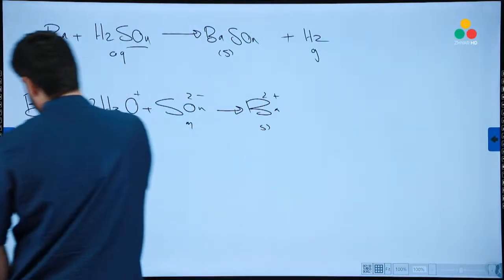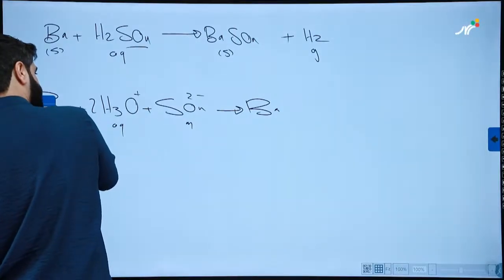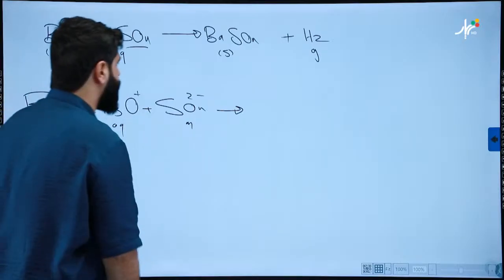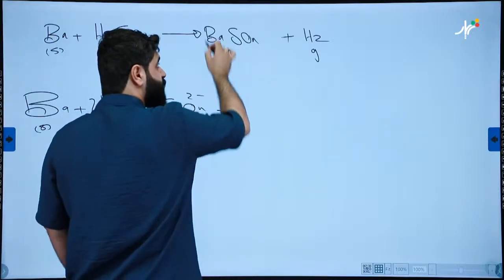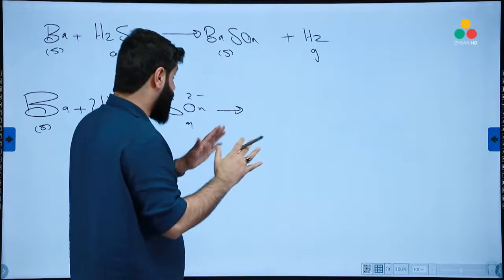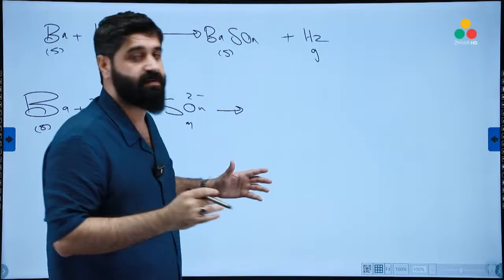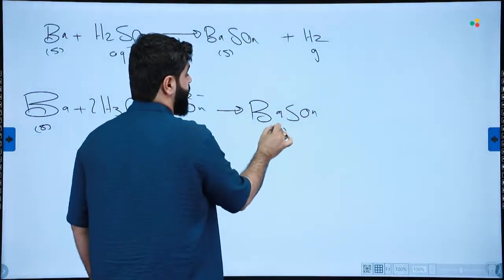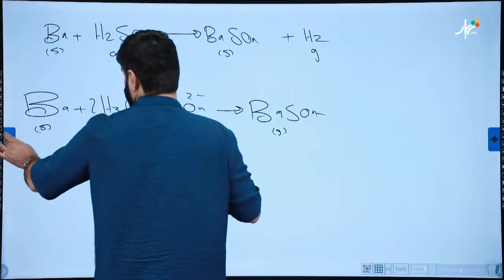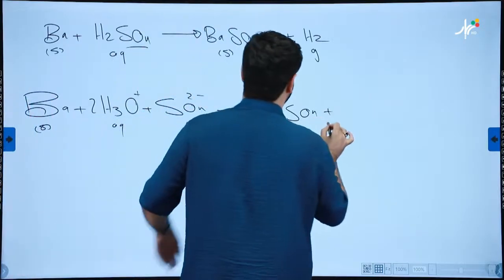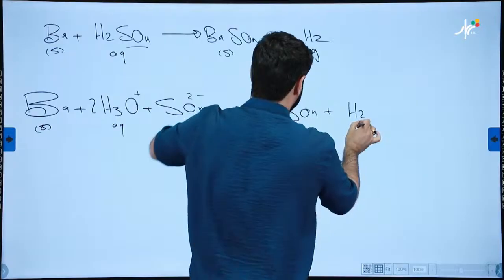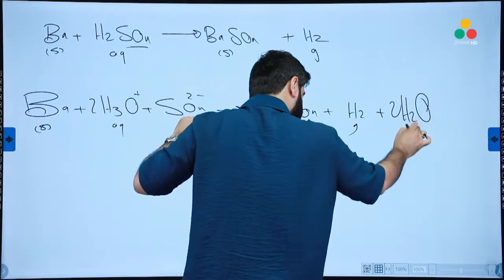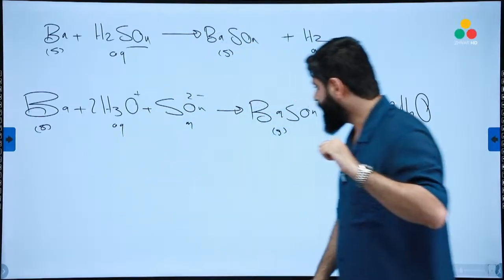Here, Ba plus 2. Solid. Wait, my dear. I have represented your mistake, so be careful with this. This is a solid substance. It will never be split into the ions, so it will stay the same. BaSO4, solid. Plus H2 gas. As I said, because we have 2 hydronium ions, we need to have 2 water molecules here also. Good. Where's the spectator?